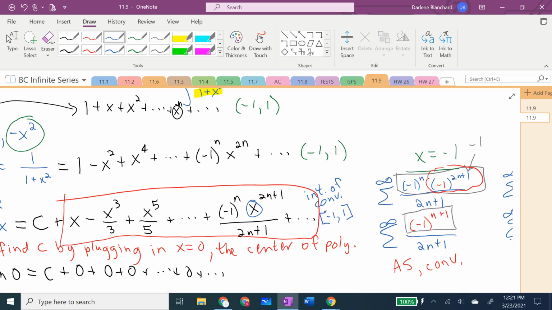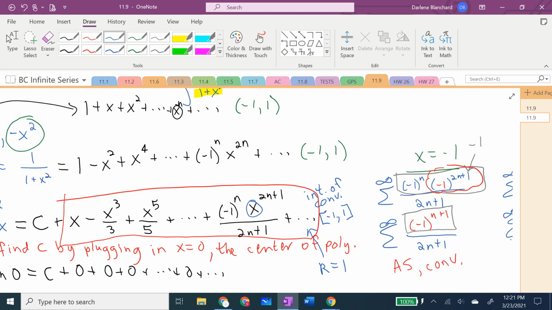Now, do make sure if on an AP test they ask for the radius of convergence, you don't need to go through the whole endpoint checking. All you have to do is enough work to determine that the radius of convergence is 1. And in fact, this wouldn't require any work to determine that, because that radius of convergence is not able to change with any of the steps that we did.